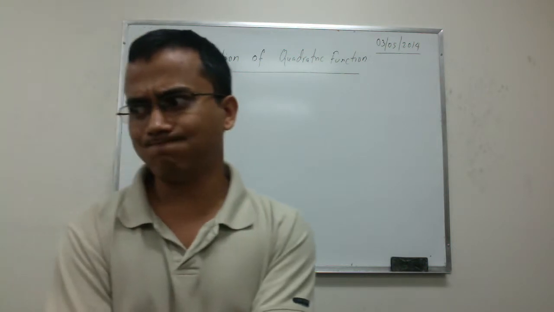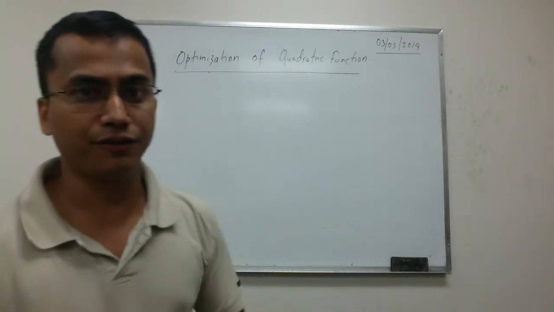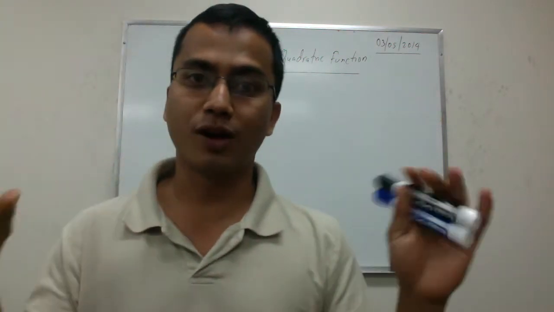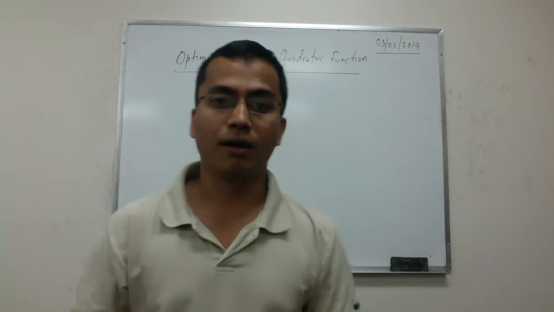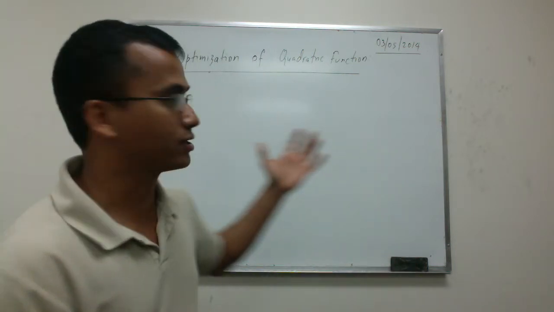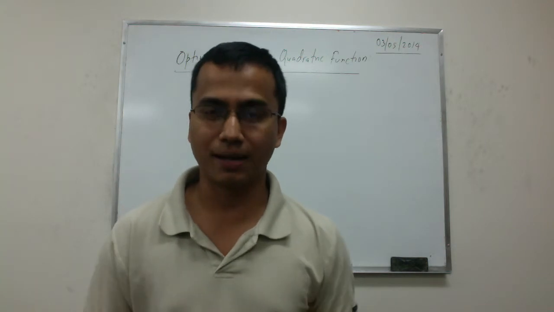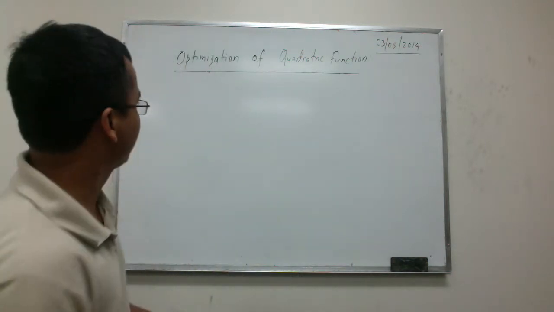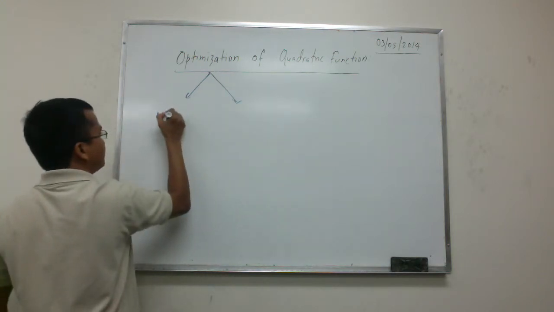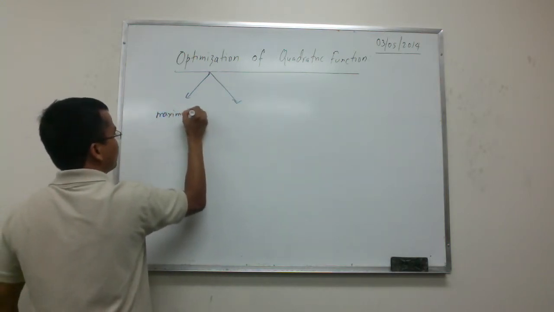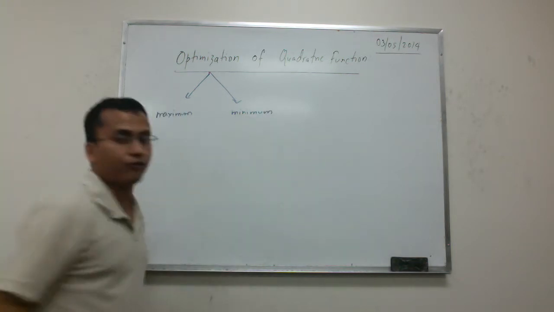For example, let's say you are running some kind of business, and if your profit function is a quadratic function, that is a second degree function, then by using this trick, by using this idea, you can find the maximum value of your profit. So that's one example. So basically, optimization means to find the maximum or minimum value of a function.